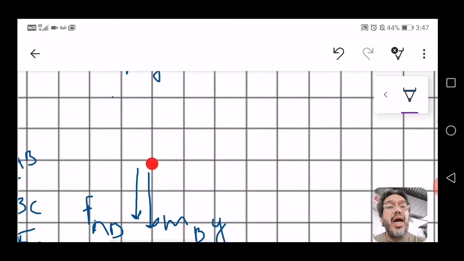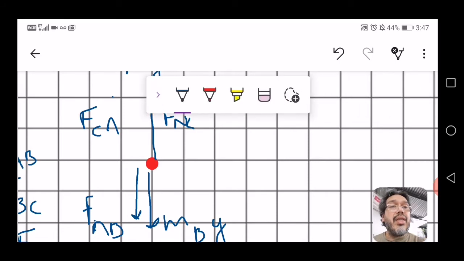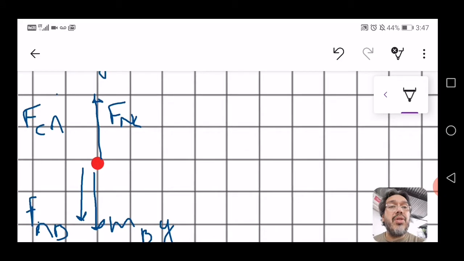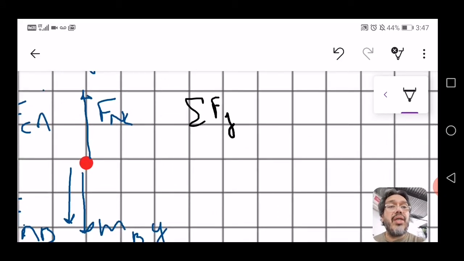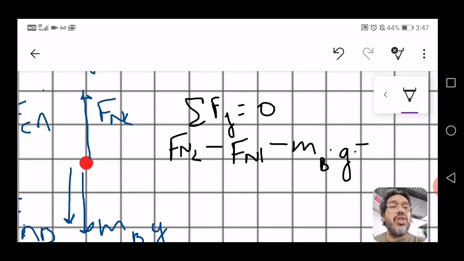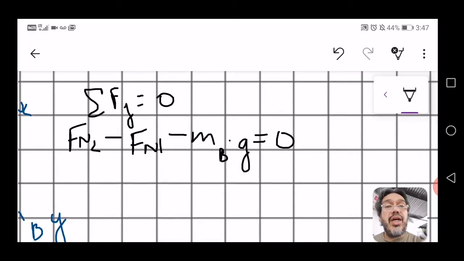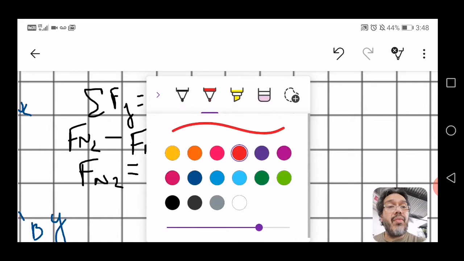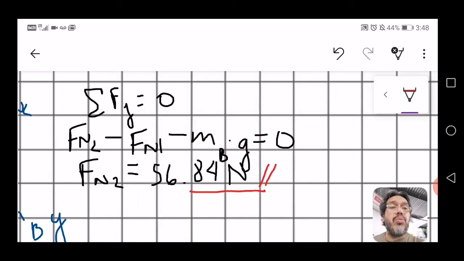Now you have F_AB, and there is a second normal force, Fn2, but in language for the third law, this is the force that C exerts on B. Taking now your equations from equilibrium, you end up with the sum of forces in Y is equal to 0, or normal force 2 minus normal force 1 minus mass B times g is equal to 0, which ends up telling you that the normal force 2 is equal to 56.84 newtons. And so that's the interaction between the blue block and the orange block.